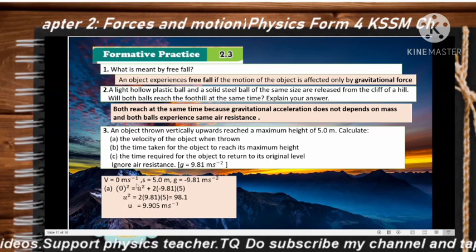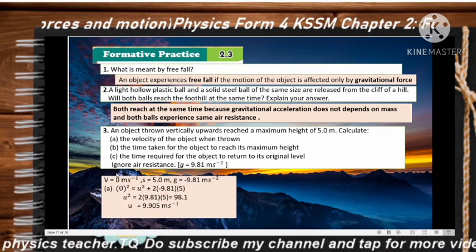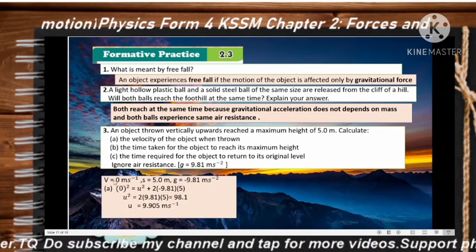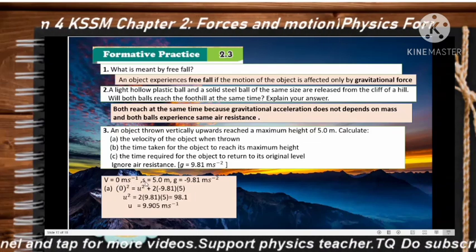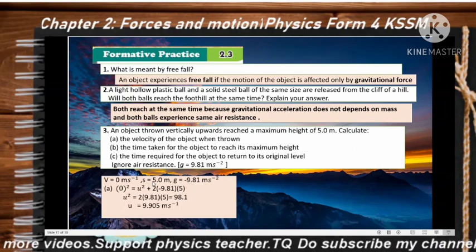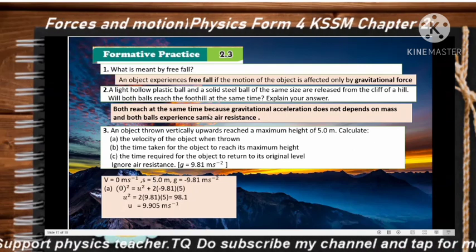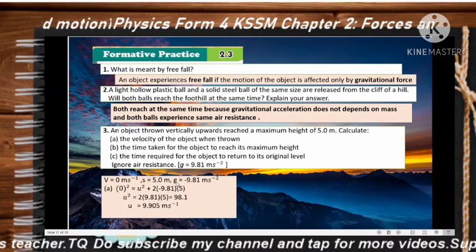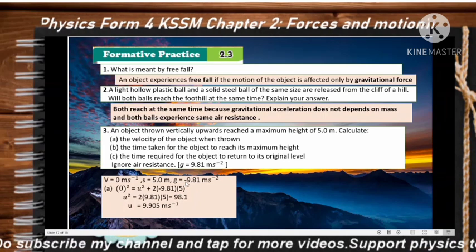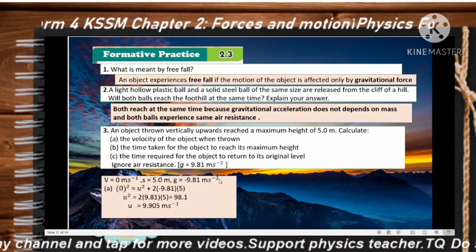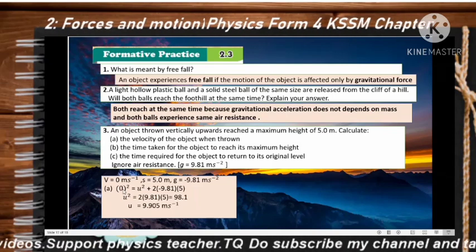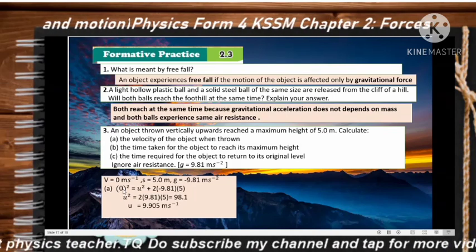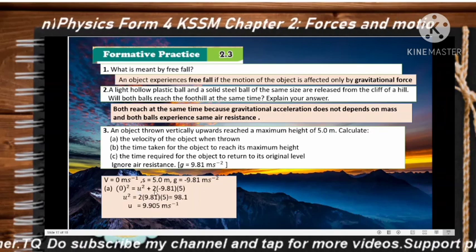Okay, list down all the information given. So at maximum height, the final velocity equals to 0. Displacement s is 5 meters. So you must put positive sign here because direction upward is positive. g always negative, so negative 9.81 meters second to the power negative 2. So we use the fourth formula of linear equation. So we have v squared equals u squared plus 2gs.